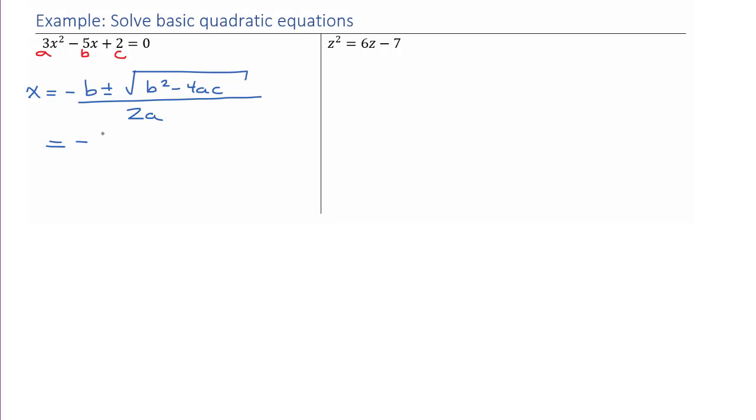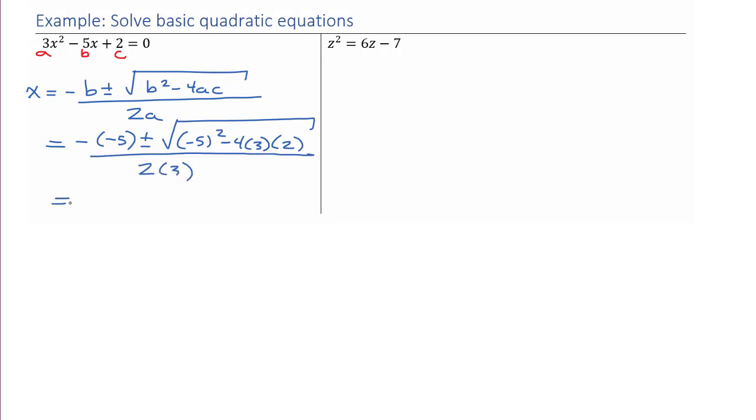All right, let's substitute everything we know in. Well, we know b is -5. So we have -(-5) plus or minus the square root of (-5) squared, minus 4 times a times c, all divided by 2 times a. All right, so let's simplify this. -(-5) is 5. (-5) squared is 25. 4 times 3 times 2 we got 24. And all divided by 6.